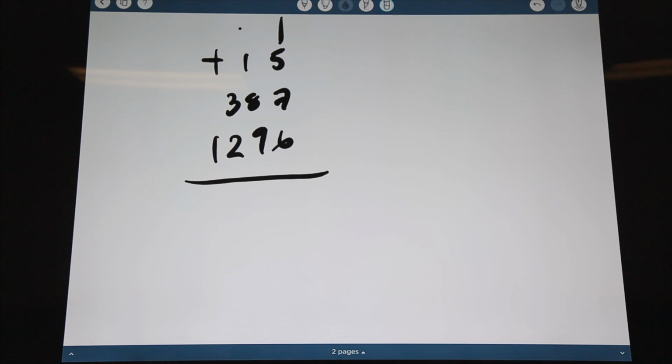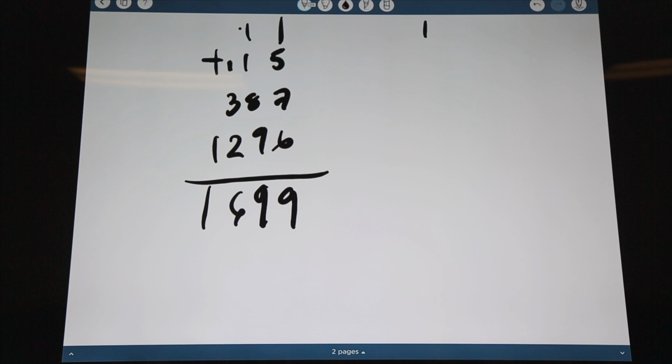Now we have a bunch of numbers one on top of each other. Nothing changes. 6 plus 7, 13. Plus 5, 18. Plus 1, 19. Carry 1. 9 plus 8, 17. Plus 1, 18. Plus 1, 19. Add 1. 2 plus 3, 5. Plus 1, 6. Don't have to carry anything. 1 plus 0, 1. 1,699. Okay, let's do one last one.